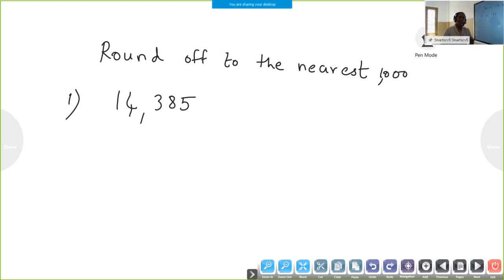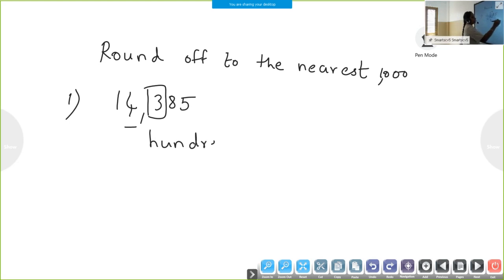Then underline the digit in the thousands place. Which is the digit in the thousands place? 4 is the digit in the thousands place. Once you identify the digit in the thousands place, let it be there, then find out the digit which is next, to the right of the thousands place. Which digit comes to the right of the thousands place? That is the digit in the hundreds place. So you have to consider the hundreds place.